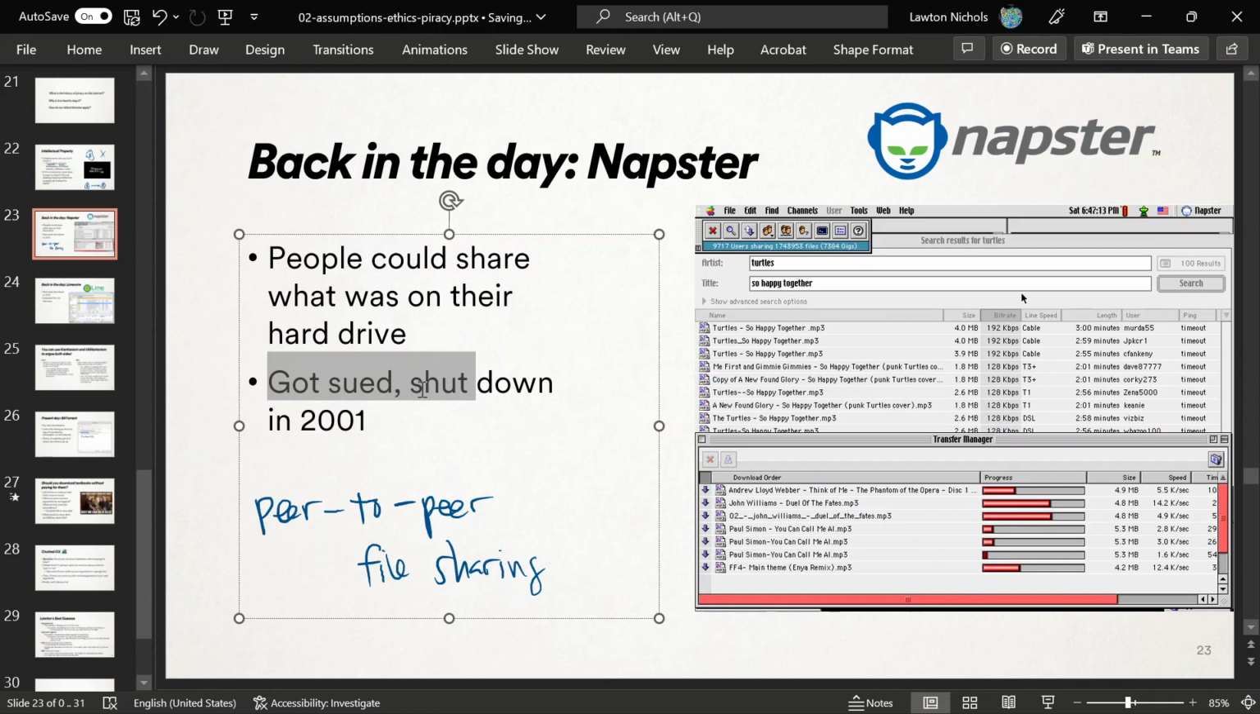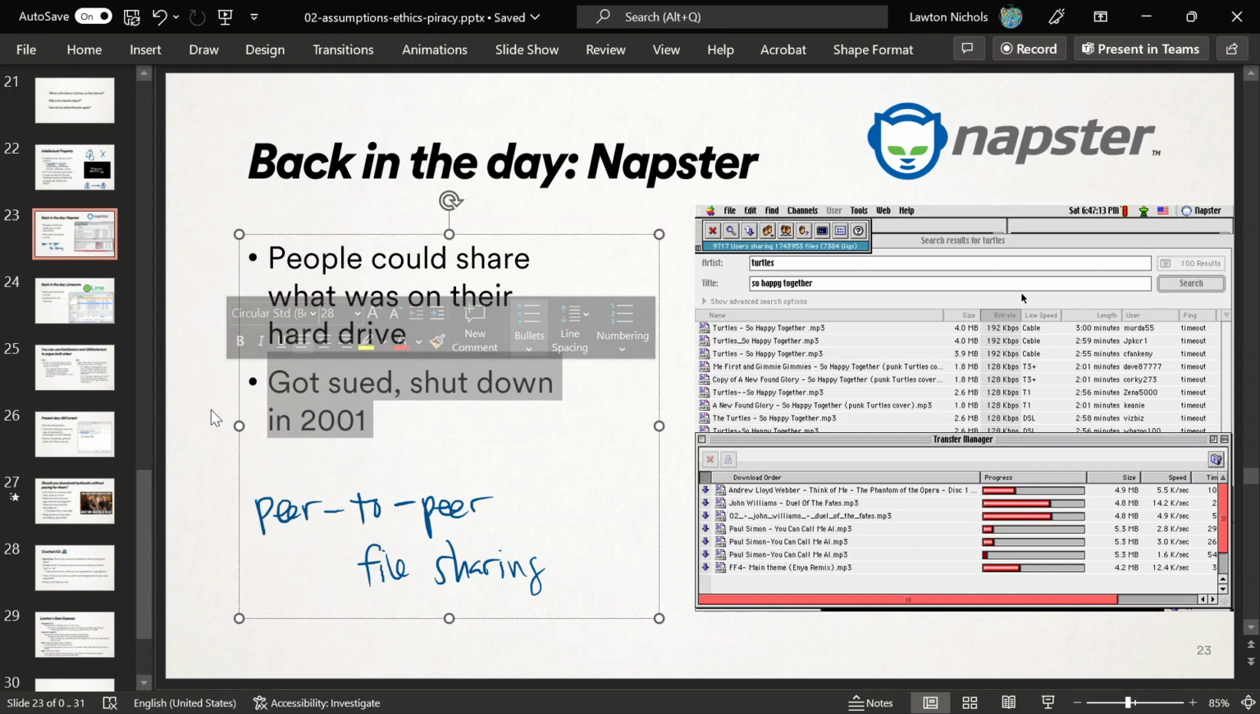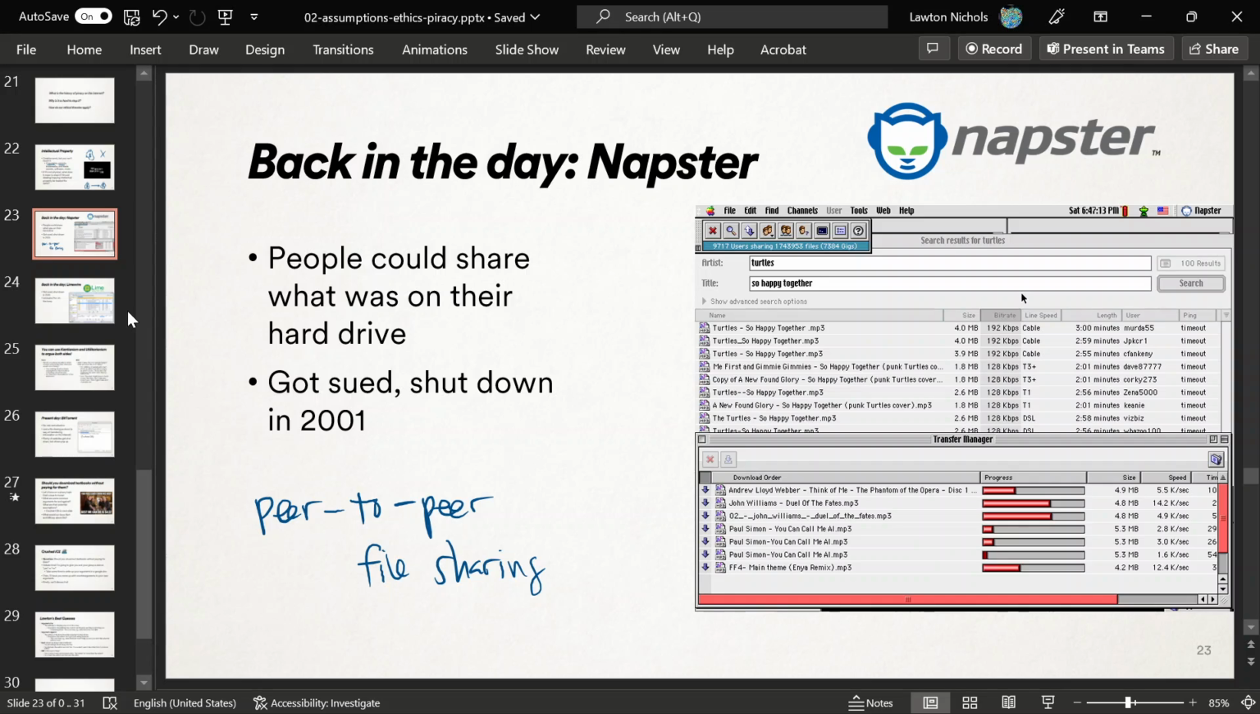They got sued way back when, and they ended up shutting down in 2001. They rebranded as some sort of music buying software, but they never really regained their status. That's Napster. Okay, the first real example of peer-to-peer file sharing. I would say you're connecting to somebody else's computer, downloading their stuff. Okay, so again, definitely illegal to create this program. It got shut down.